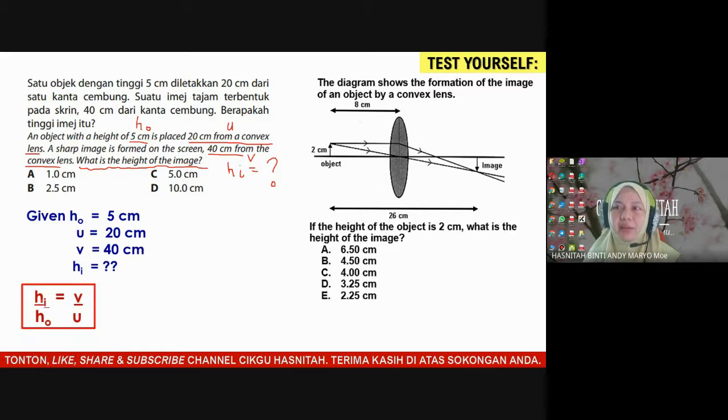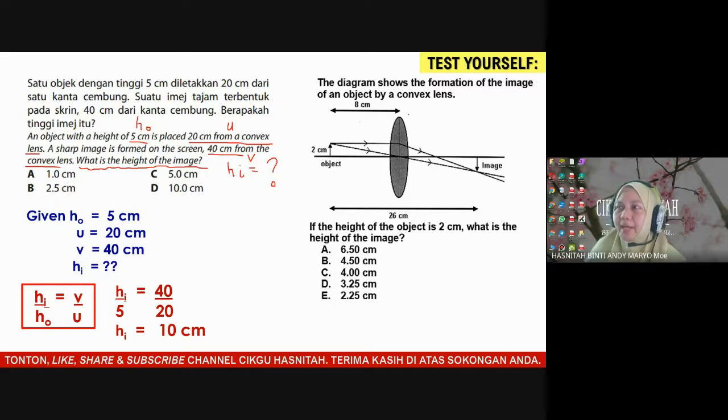We can use this. Height of image, this is from the linear magnification. Height of image divide height of object equal to image distance divide object distance. And you will find HI will be 10 centimeter. So height of image 10 centimeter. Height of object is 5. So you can see that the image is bigger than the object.